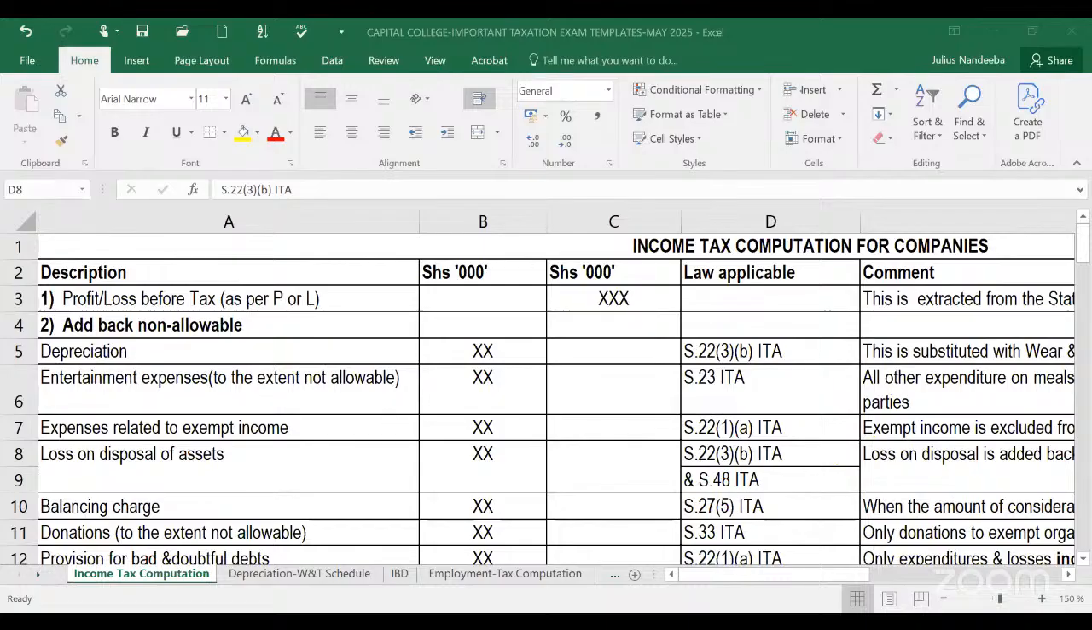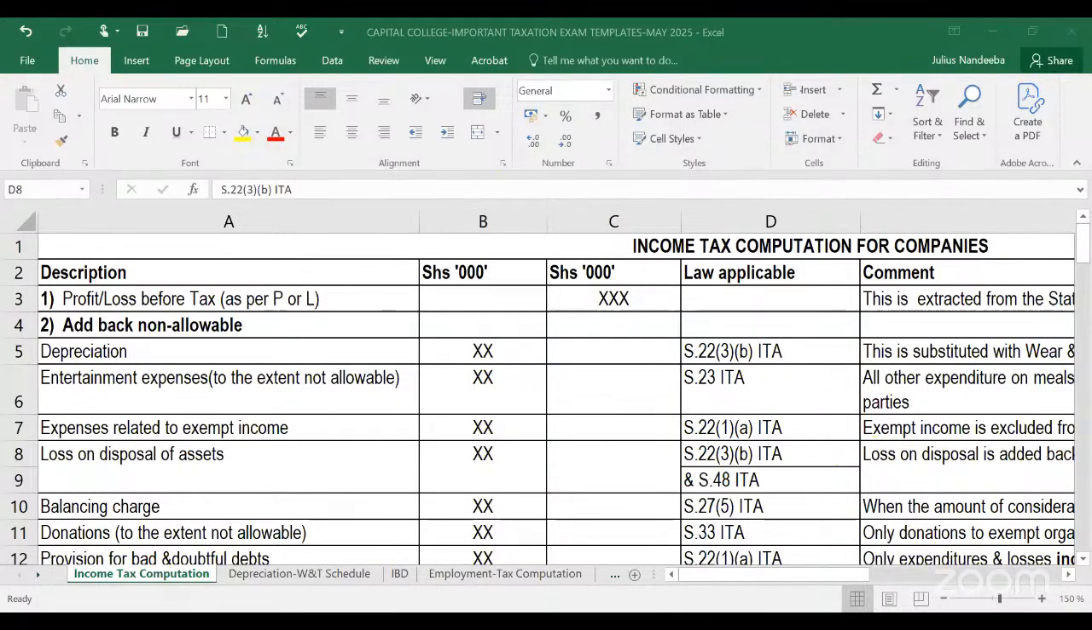The apportionment is number of days this asset has been used over 365 days. You're only apportioning using the number of days, nothing more. Otherwise, if this asset has been used for 12 months, you're only applying 5% on the qualifying cost, and that is it. Is that hard?